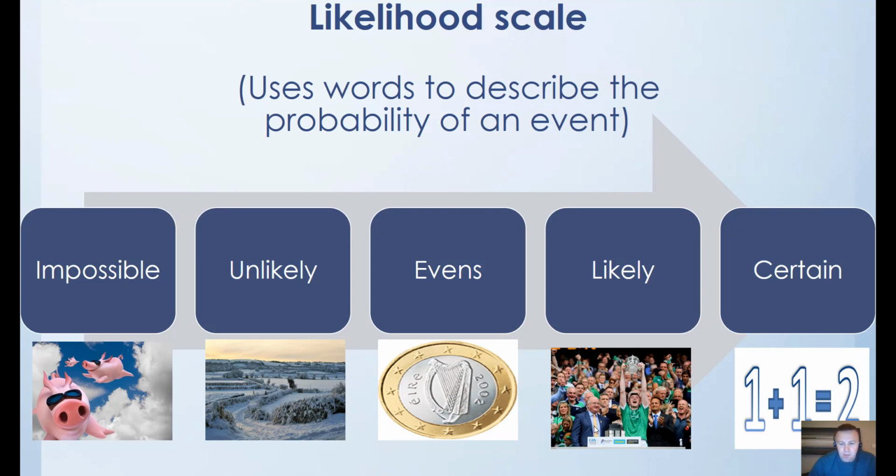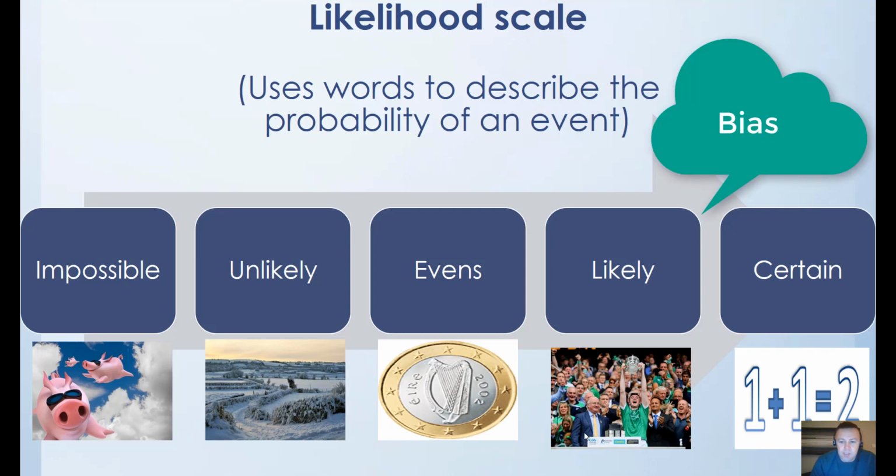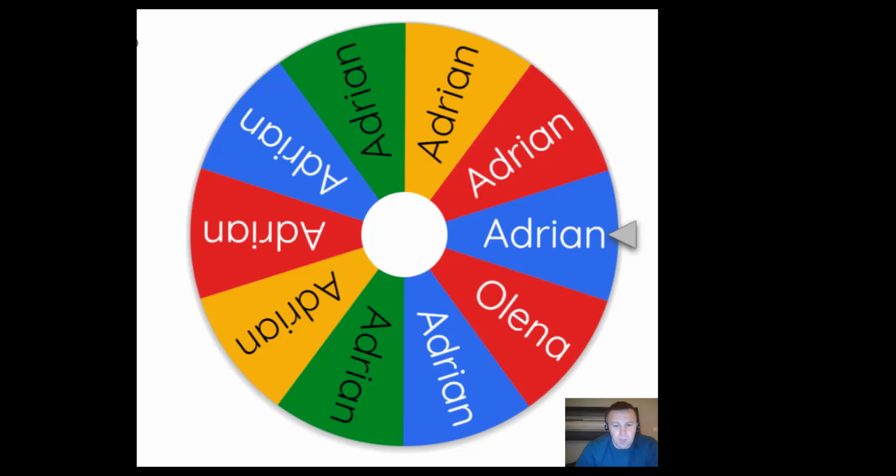So here is Limerick winning the All-Ireland. Okay, so this may be difficult for some of our Cork viewers at the moment, but there's an element of what's called bias here. Okay, I'm from Limerick, and many people might say, well, of course you're going to say Limerick will win it because you're from Limerick. Okay, so bias is something we will speak about later on. So that's spelled B-I-A-S. But this is the solution to the likelihood scale.